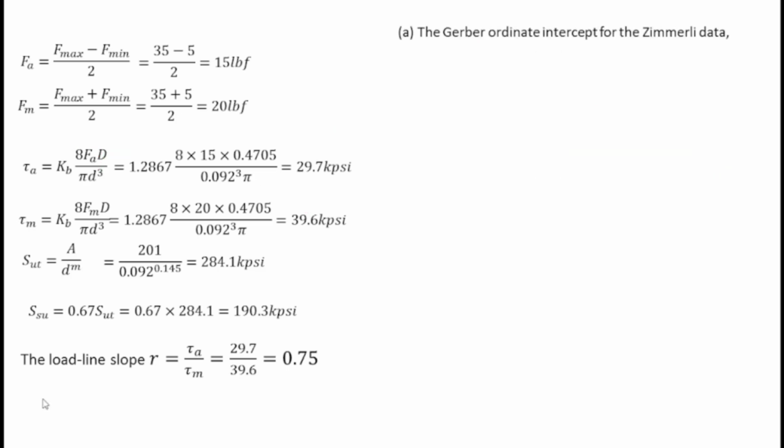So knowing this value, from the Gerber criteria we have defined SSE, and here if you remember, I told you that these two will be taken from the Zimmerli data, and for that SSA is 35 and SSM is 55. So you know the value of SSU as well, that is 190.3. So when you put these values, it will give you SSE equal to 38.2 kpsi.